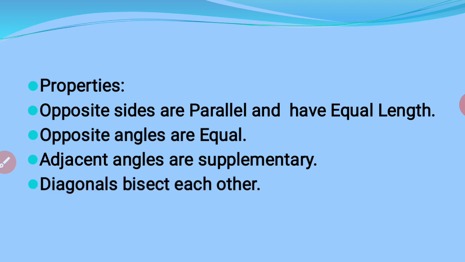The speciality of the diagonals is that both the diagonals bisect each other. With this, we come to the end of a few of the topics under the heading types of quadrilaterals. There are many other quadrilaterals which we are going to study later on.